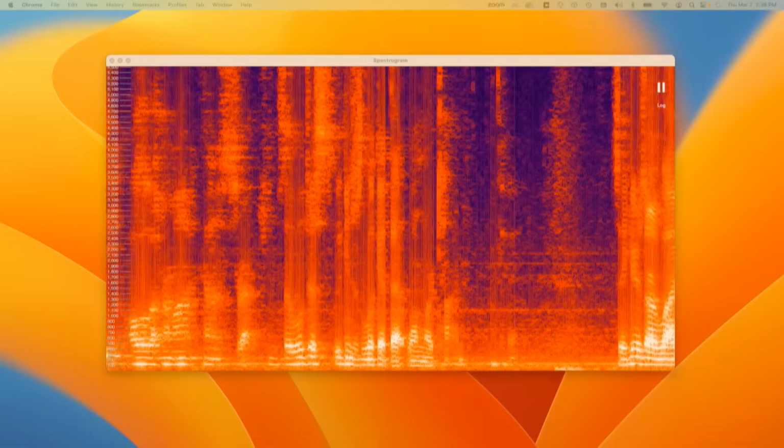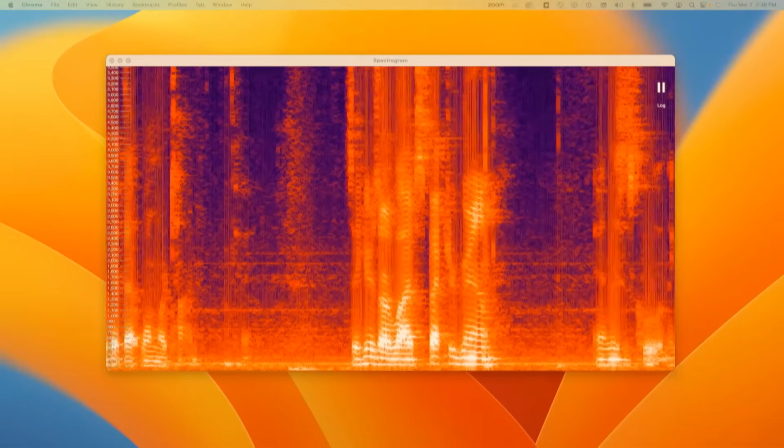Okay. So here's our live spectrogram, and this is Kool and the Gang.